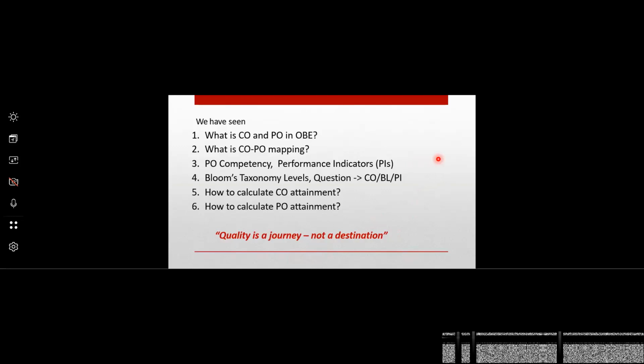Tomorrow we are going to do at least one question paper, and we are going to apply this outcome-based education and find out the COs and POs. Okay, and we will calculate the CO-PO attainment for at least one paper for each teacher.